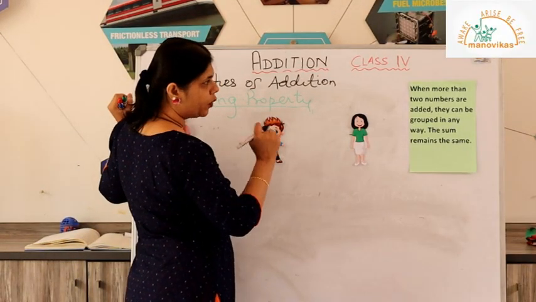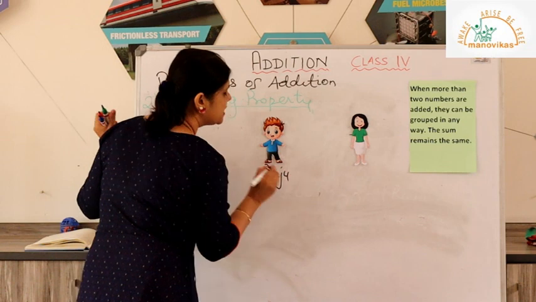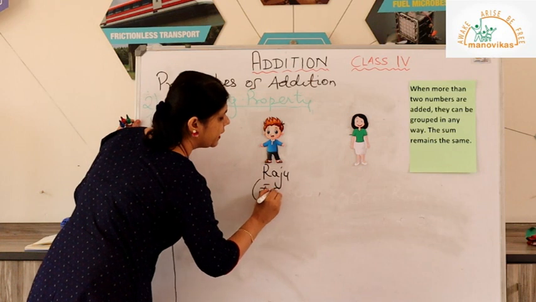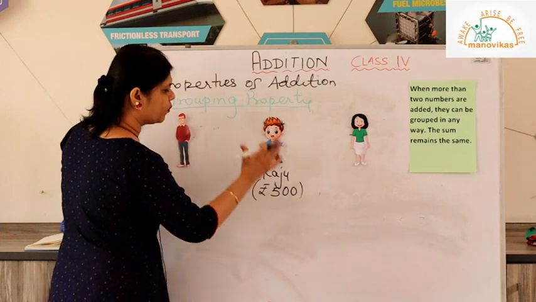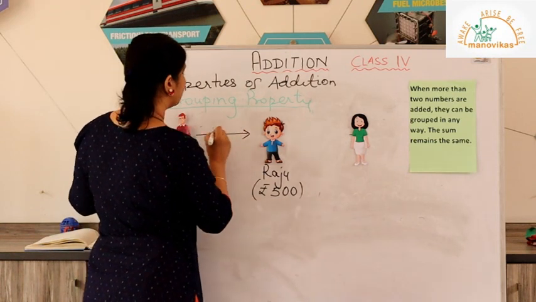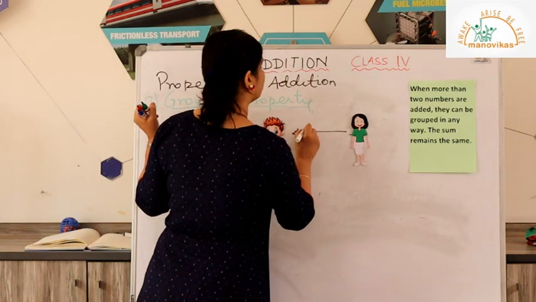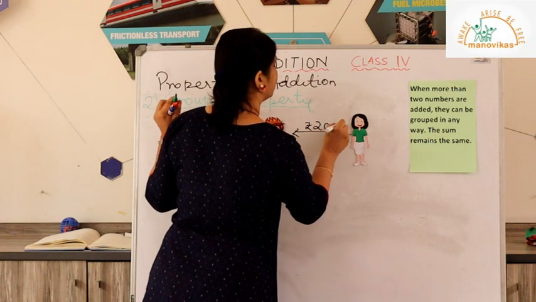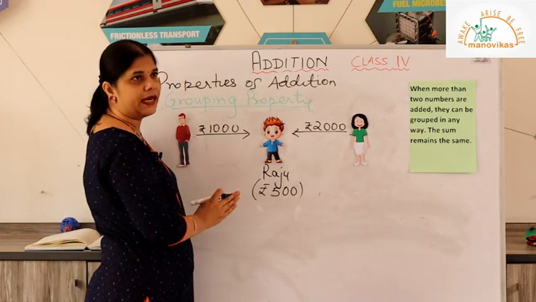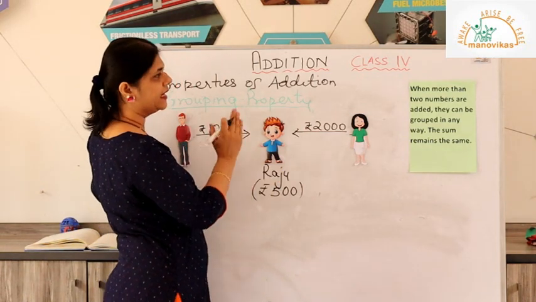To explain this grouping property, we have one more example. We have the same boy Raju and it is his birthday today. But this time there is a small change. Raju has already with him rupees 500. Say he has saved rupees 500. Now his father gives him rupees 1000 for his birthday and mother again gives him rupees 2000 for his birthday. Now, if you want to find out how much money Raju has collected, you will definitely and surely tell me that you are going to add these three numbers.